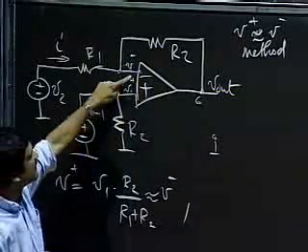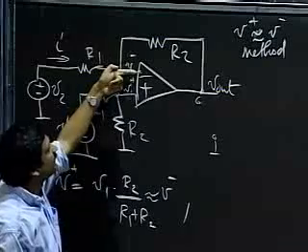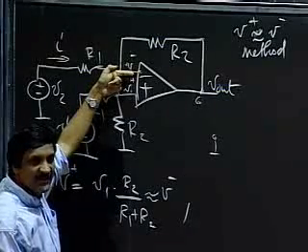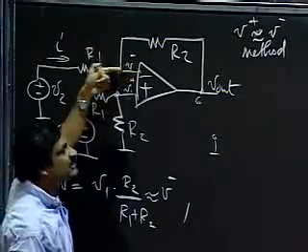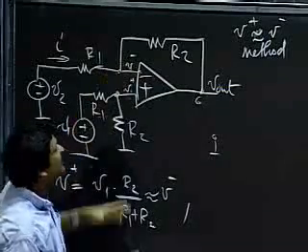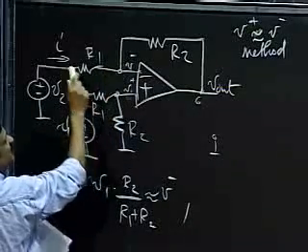Know that there is no current going in here, okay? Op amp has an infinite input resistance, so there's nothing going in there. There's no current going in there. So if there's no current going in here, what must happen to I?